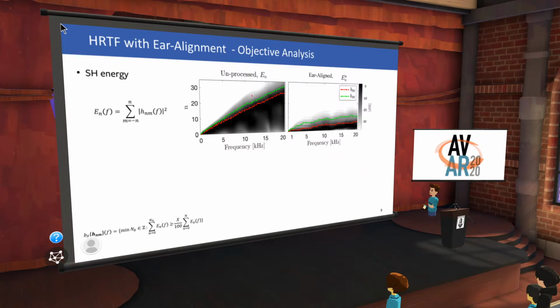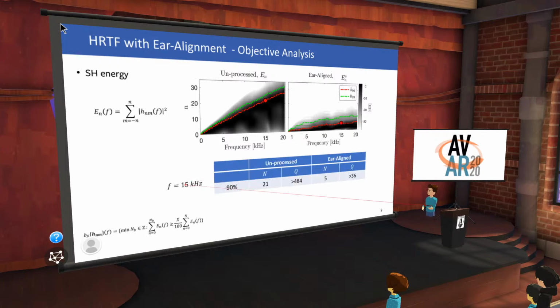With the unprocessed HRTF, the left plot here, we can see high energy at the high frequencies and high orders. And with the ear-aligned HRTF, we see that the energy is reduced significantly at high orders. For example, looking at 15 kilohertz, for preserving 90% of the energy, with the unprocessed HRTF we need order 21, and with the ear-aligned HRTF we need only order 5.